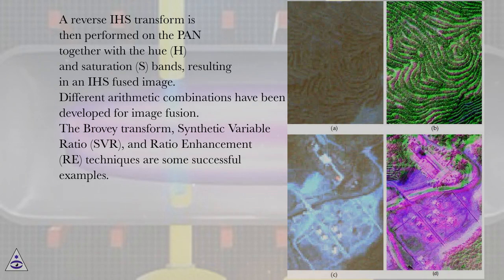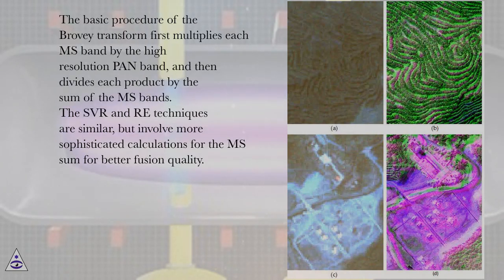Different arithmetic combinations have been developed for image fusion. The Brovey transform, synthetic variable ratio, SVR, and ratio enhancement, RE, techniques are some successful examples. The basic procedure of the Brovey transform first multiplies each MS band by the high-resolution PAN band, and then divides each product by the sum of the MS bands. The SVR and RE techniques are similar, but involve more sophisticated calculations for the MS sum for better fusion quality.